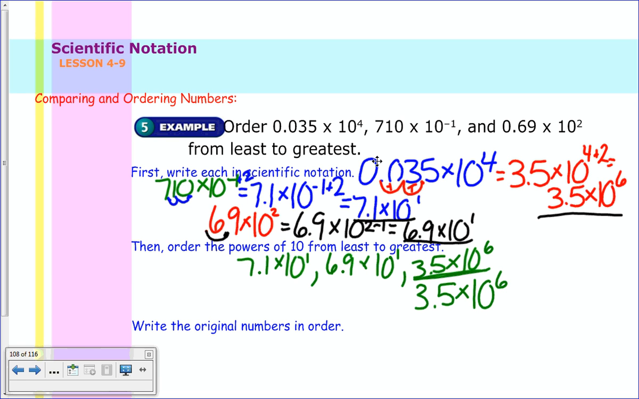But the problem runs into when we have the same power. Here, both of these are 1s. When the powers are the same, that's when you look at the number in front. Well, what's bigger, 6 and 9/10ths or 7 and 1/10ths?